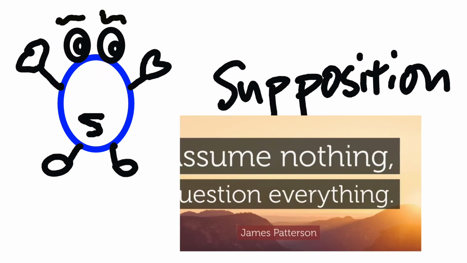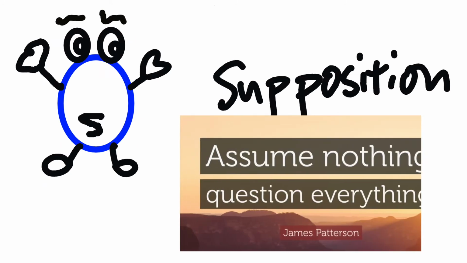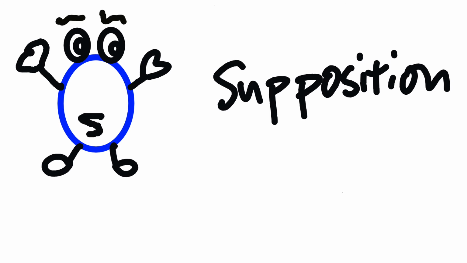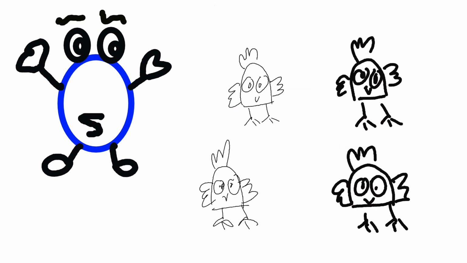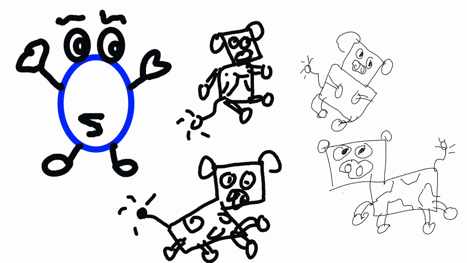Supposition will need you to assume a certain scenario that is not in the question so that it will suit your solution. For example, there are 20 animals and 60 legs in the farm and there are a certain number of chickens and cows. How many chickens are there? You have to suppose that all the chickens are cows.